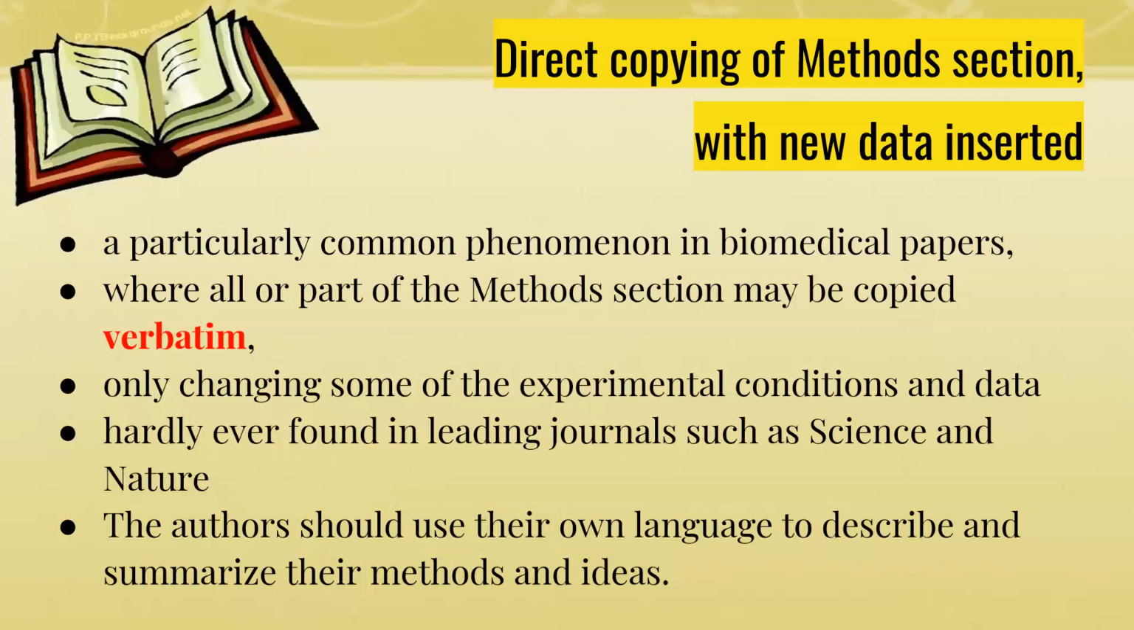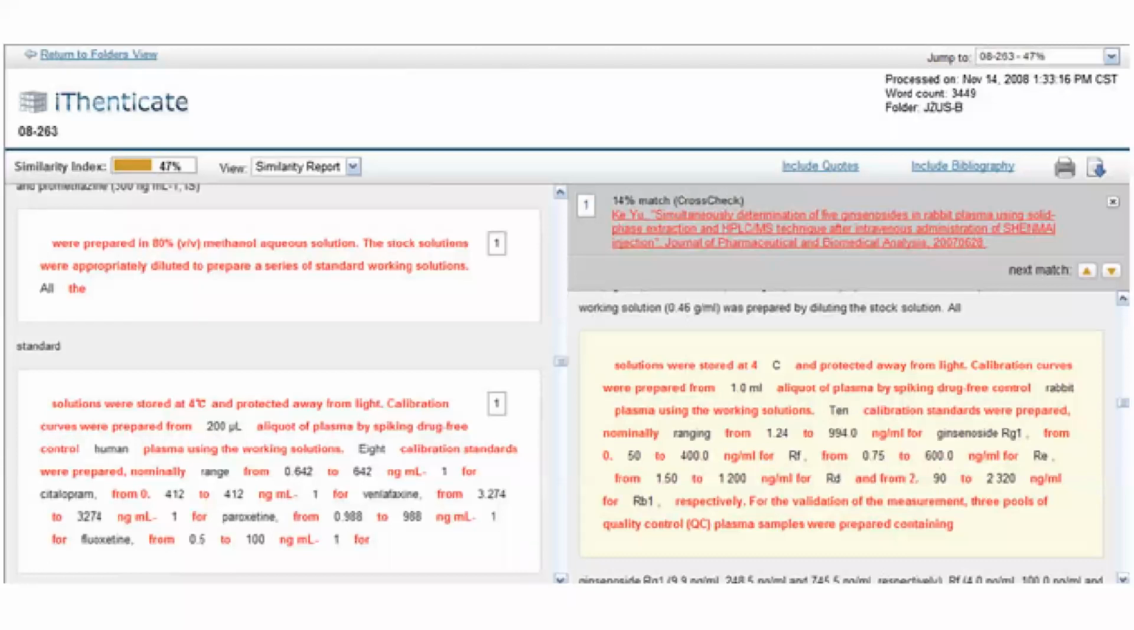In this type of plagiarism, the author should use their own language to describe and summarize their methods and ideas. So I would like to show you how it is happening. Okay, in the left paper, you can see that the red words and phrases are actually the same, but the words in black differ: on the left you can see 200 µL, or maybe 200 milliliters, and on the right you can see 1.0 milliliters. So the wording is exactly the same, but the quantity, or maybe the variables or the objects, are different from each other, yet they come from the same original paper.